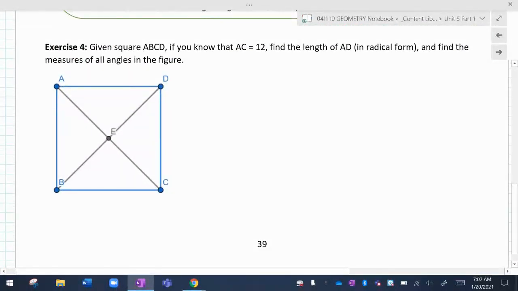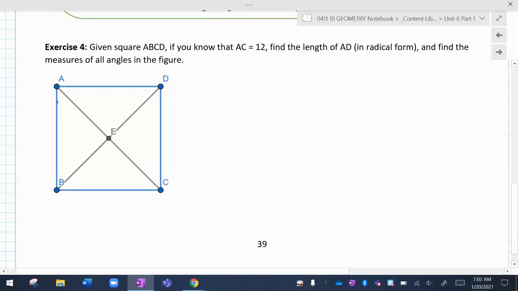So we're going to come down here and just play with a diagram for a moment. Given square ABCD, you know that AC is 12. Find the length of AD in radical form and find the measure of all the angles. Okay, I'm going to deal with the angles first.